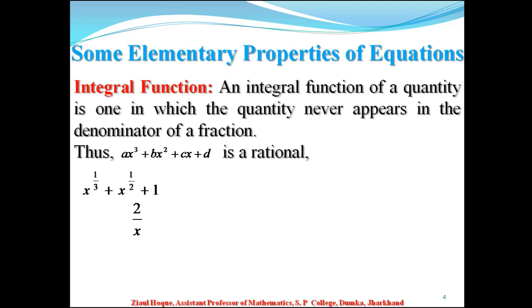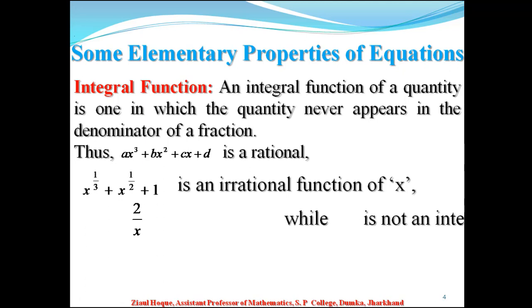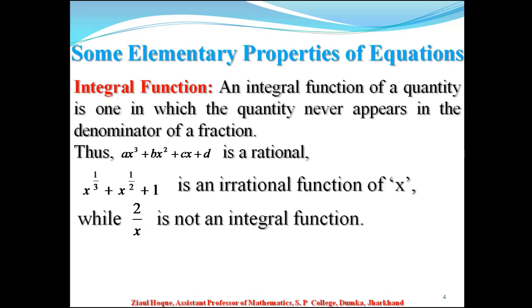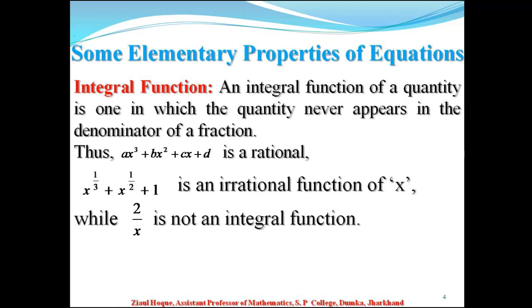Thus, ax cubed plus bx squared plus cx plus d is a rational function. x to the power 1 by 3 plus x to the power 1 by 2 plus 1 is an irrational function of x. While 2y by x is not an integral function.